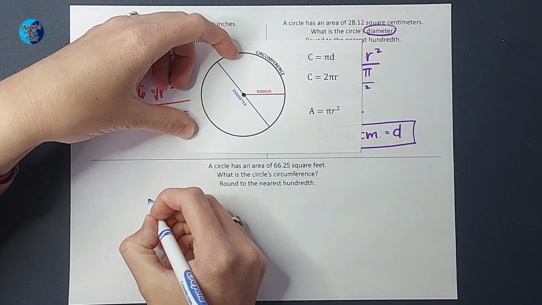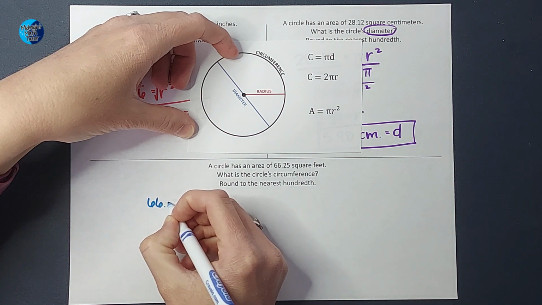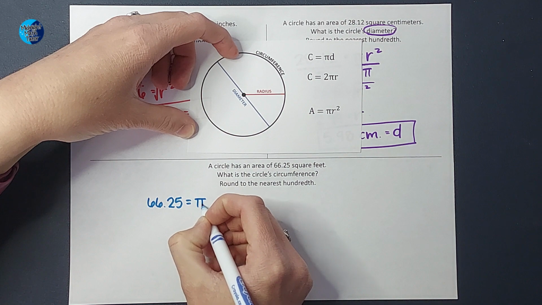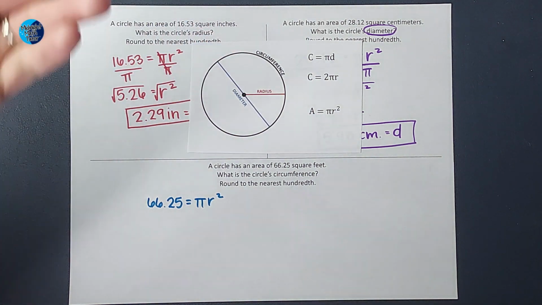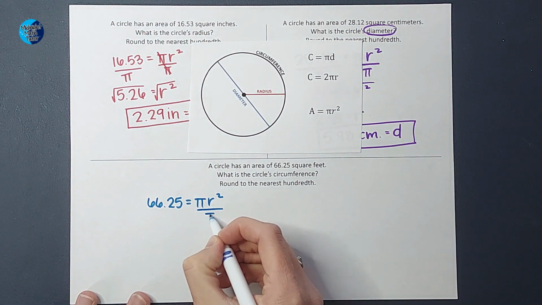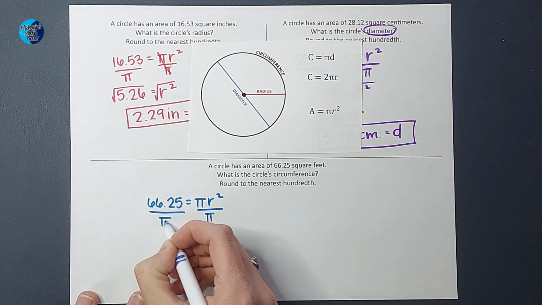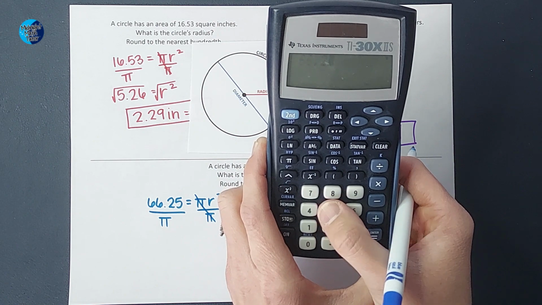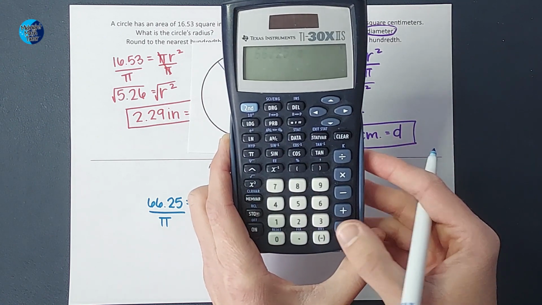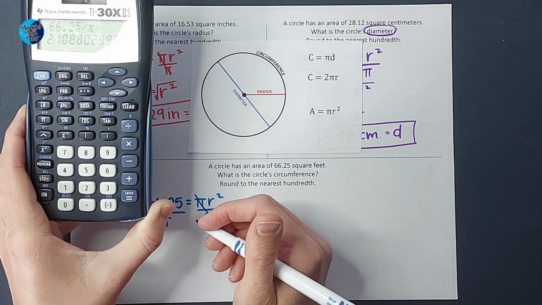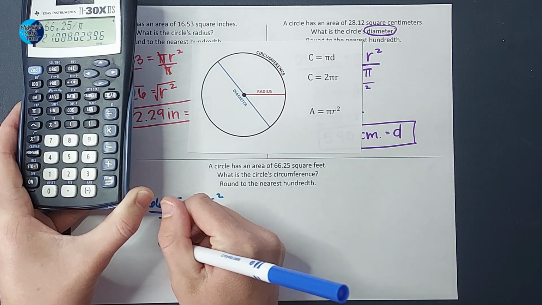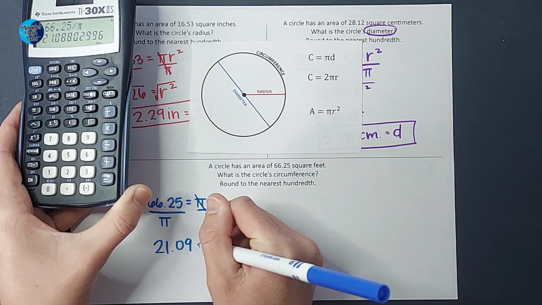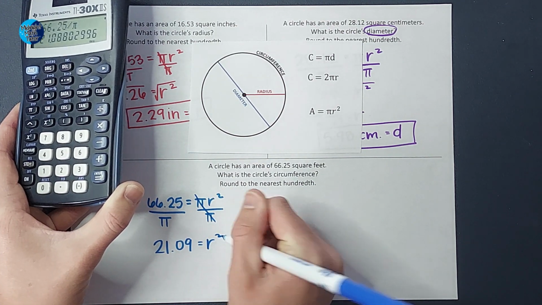My area is 66.25 equals pi r squared. This is just what we did before, right? Divide off pi. And I end up with 66.25 divided by pi gives me 21.088. So I'm going to round that to 21.09. Equals my radius squared.